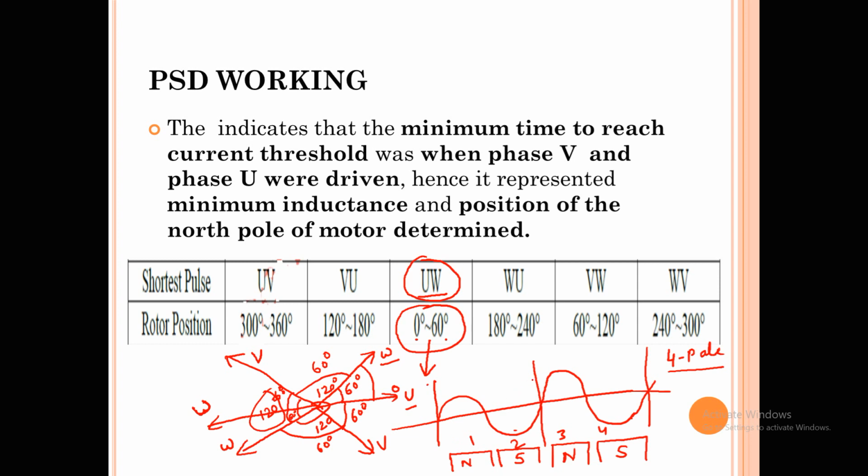It means it has 1 electrical cycle. So electrical cycle means 1 pair of magnets creates 1 electrical cycle, right? So this one is 90, this is 180, 270, 360, right, which is back at 0.